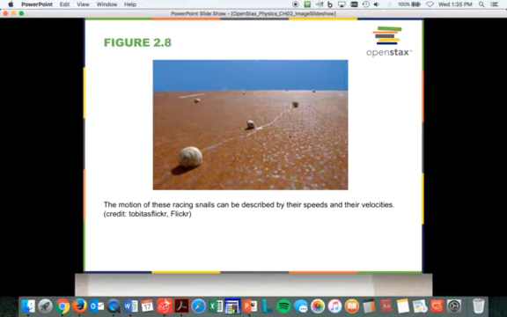So the motion of these racing snails. We could rotate this picture and have them be going in a straight line. Taking their total distance covered divided by their total time gives you their average speed. The displacement divided by the total time is equal to the average velocity.